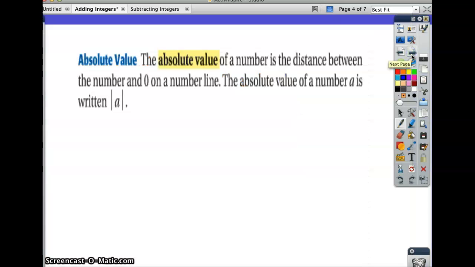Now let's talk a little bit about absolute value. The absolute value of a number is the distance between the number and 0 on a number line. The absolute value of a number A is written as A in the two absolute value brackets. Again, absolute value of a number is distance, so distance can never be negative.